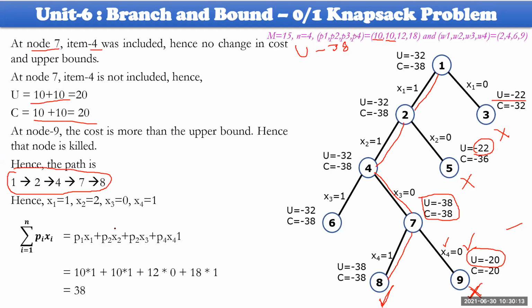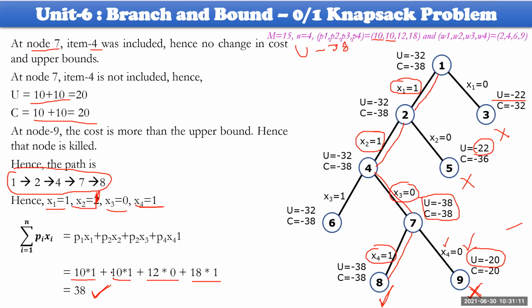As far as the decision-making variables, for 1 to 2 the variable x1 equal to 1, and for 2 to 4 the variable x2 equal to again 1. Sorry, unknowingly I had written something else here, this is 1. Then for 4 to 7, x3 equal to 0. For 7 to 8, x4 equal to 1. Finally, the sum of pi xi, p1 x1 plus p2 x2 and so on: 10 into 1 plus 10 into 1 plus 12 into 0 plus 18 into 1. Therefore, the total profit acquired is 38. In this way, we have to solve this particular problem.